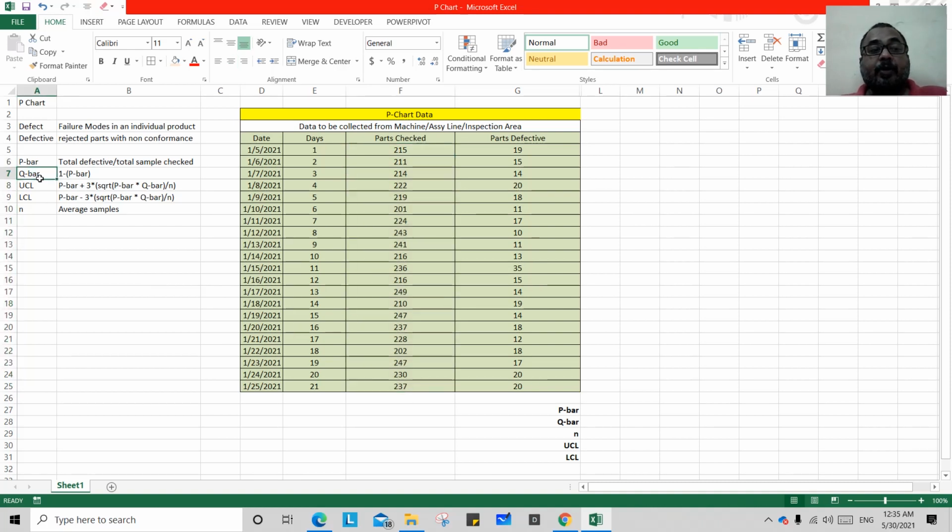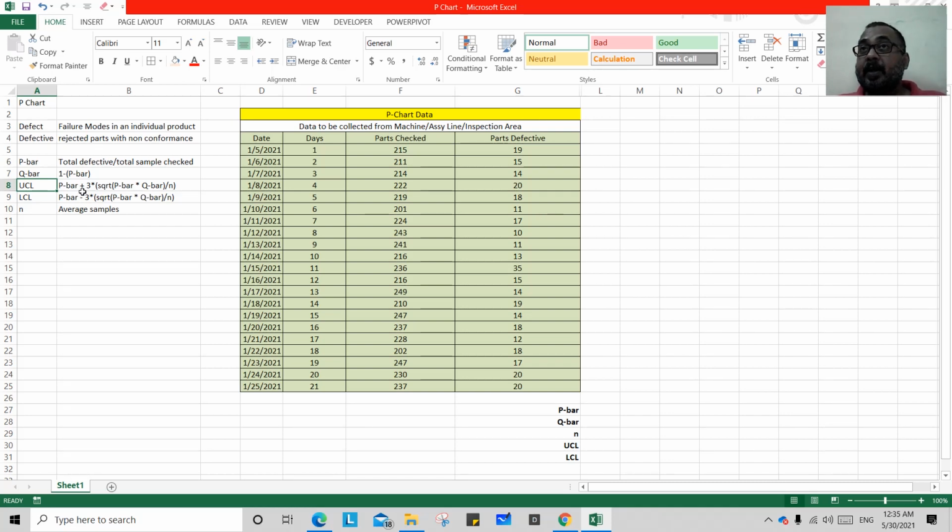So what is Q bar? Q bar is nothing but 1 minus P bar. What is UCL? UCL and LCL are upper control limit and lower control limit. Now what is the formula for that? For calculating UCL for P chart, P bar gives you the mean line. UCL is P bar plus 3 into square root of P bar into Q bar divided by N.